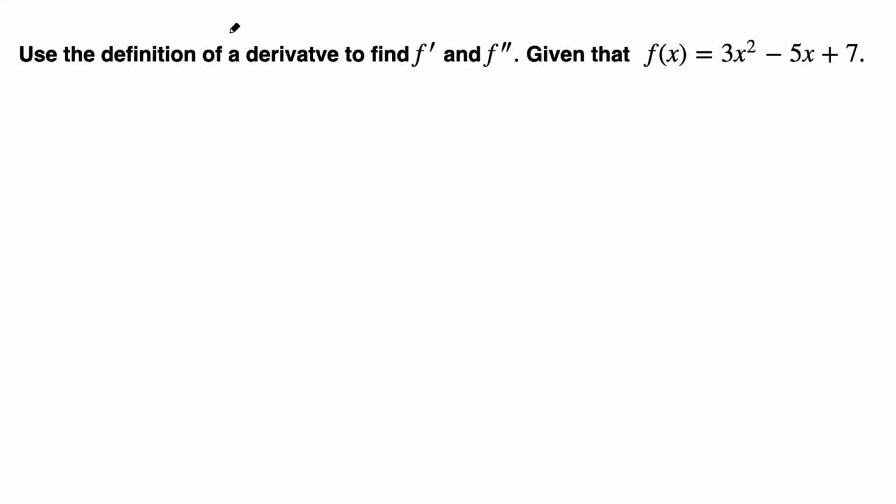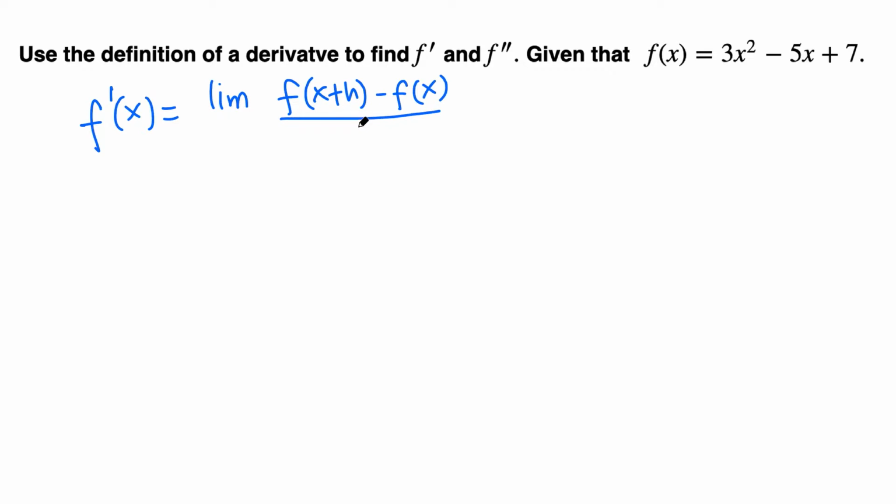Use the definition of a derivative to find f prime, the first derivative, and the second derivative. Given that f is 3x squared minus 5x plus 7, we know that the derivative of a function is defined by the limit of f of x plus h minus f of x, all over h, as h approaches 0, which in our case is the limit as h approaches 0 of, h on the bottom, and a minus in the middle.